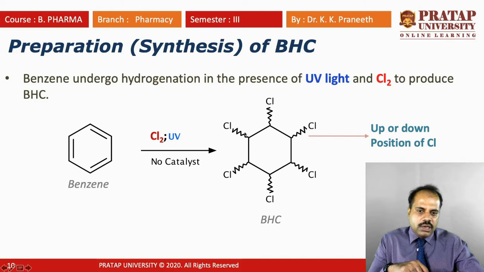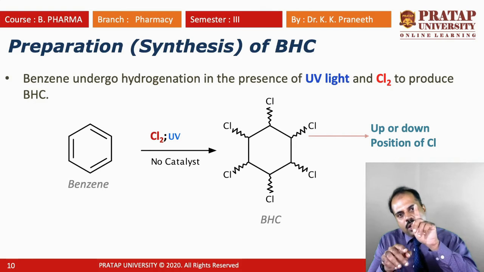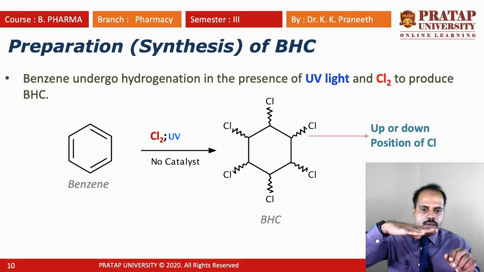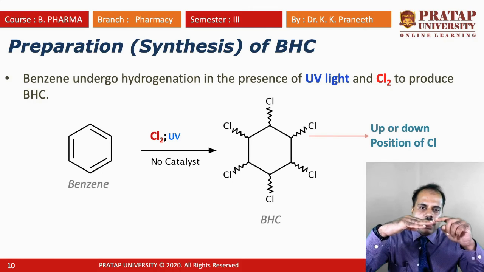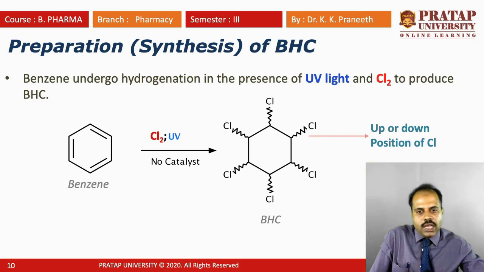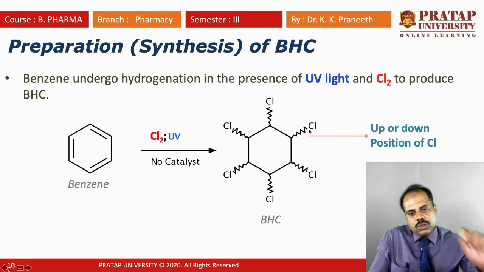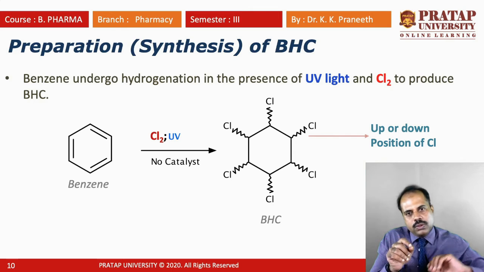So here I have written this wavy bond. This bond is written wavy because the chlorine can be up or down. For example, if the ring structure is in this plane, one chlorine can be up, one chlorine can be down, up, down, like that. So it can be in any down or up position. This is what I have shown here by using this wavy bond. In chemistry, the wavy bond is used to depict whether the substituent or chemical group is above or below.